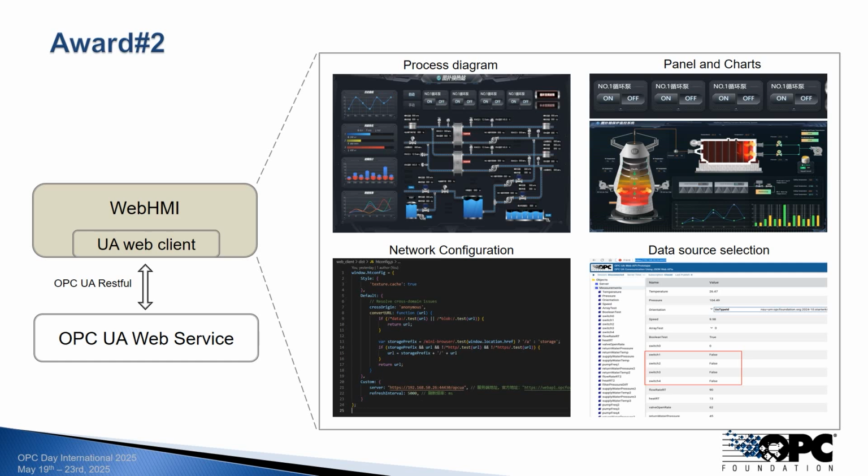On the right hand, there are some highlights of this showcase. For example, in the human-machine interface, you can see diagrams, equipment, control panels, and charts. All the data for those graphical elements are from the OPC UA web service.